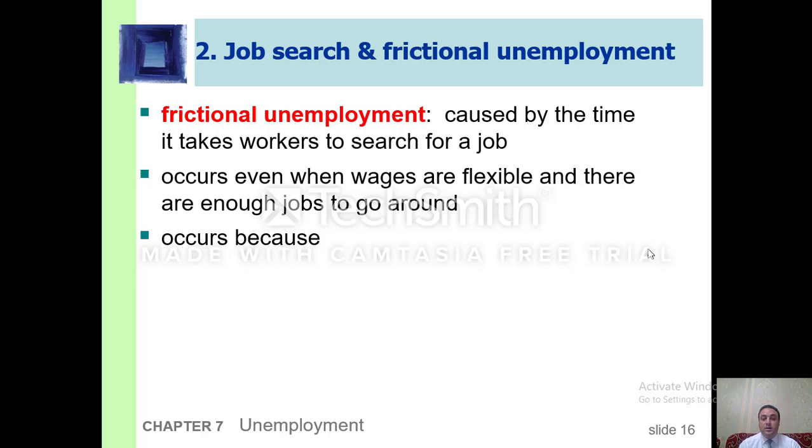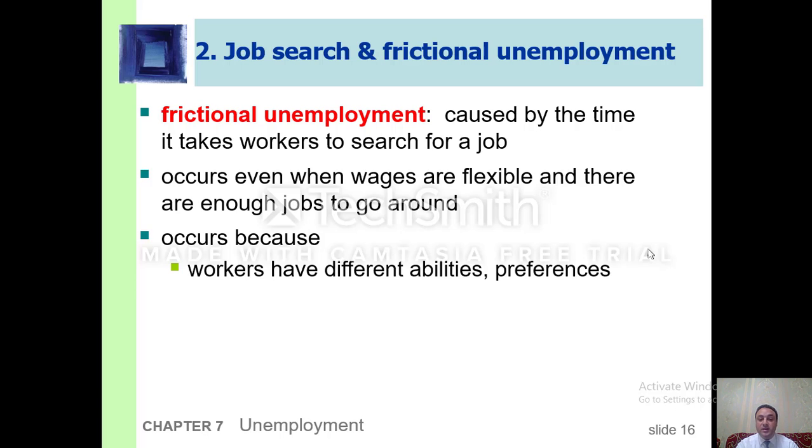Why does this type of frictional unemployment happen? Because the workers have different abilities and preferences. Maybe they have abilities, so they look for a job suitable for their abilities and skills, and also maybe they have different preferences. They prefer this job over the other, and so on. So it takes time to find the job that they prefer and that suits their abilities.